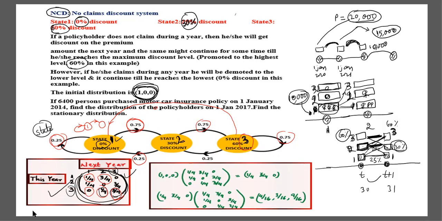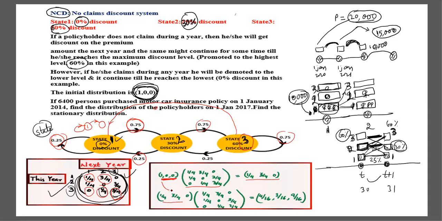Now, in terms of probability, you start with 100%, multiply by the transition matrix. This is the probability next time: 25%, 75% it will become. And after another year, if you multiply again, you get 4 by 16, 3 by 16, 9 by 16.